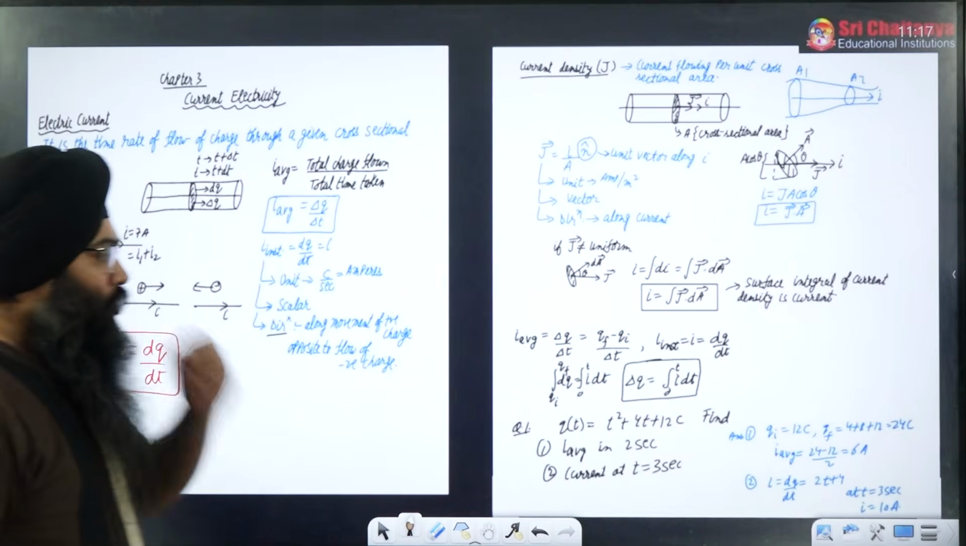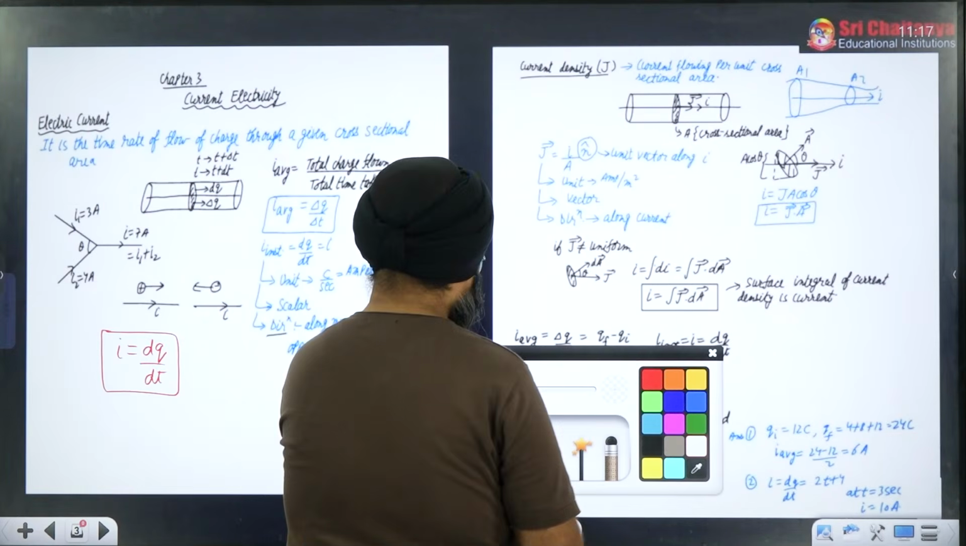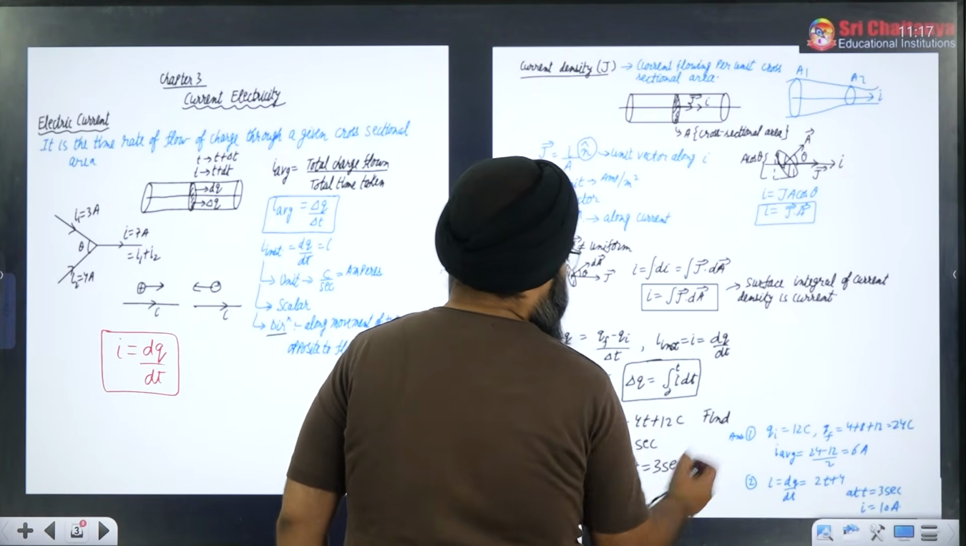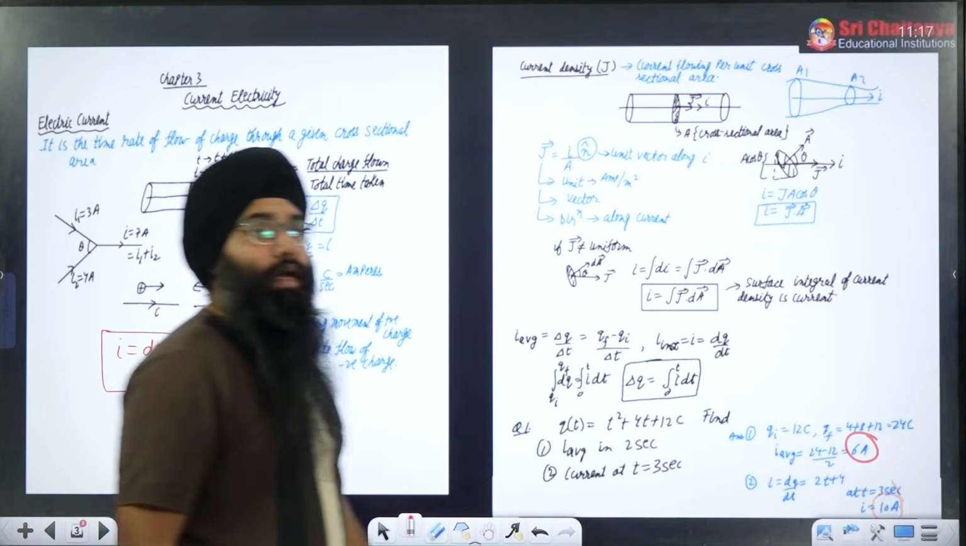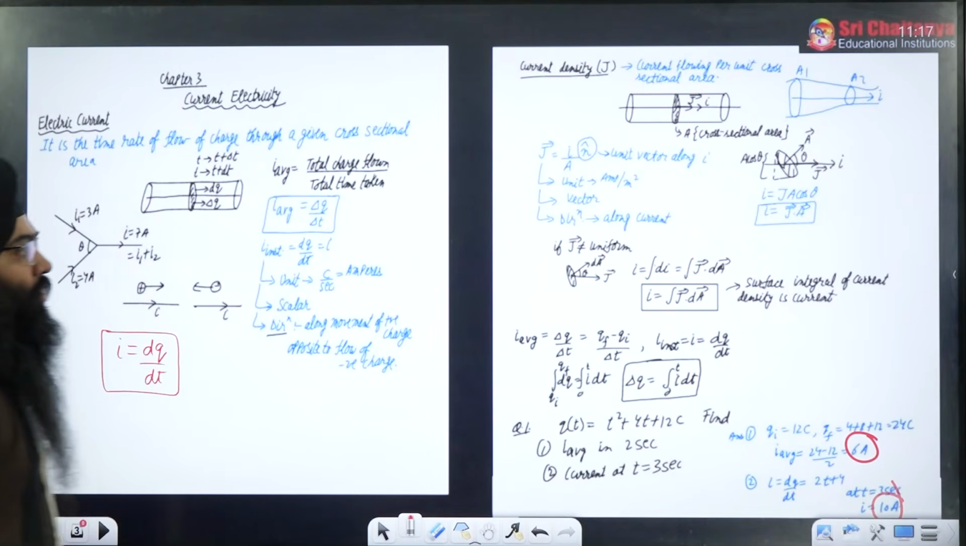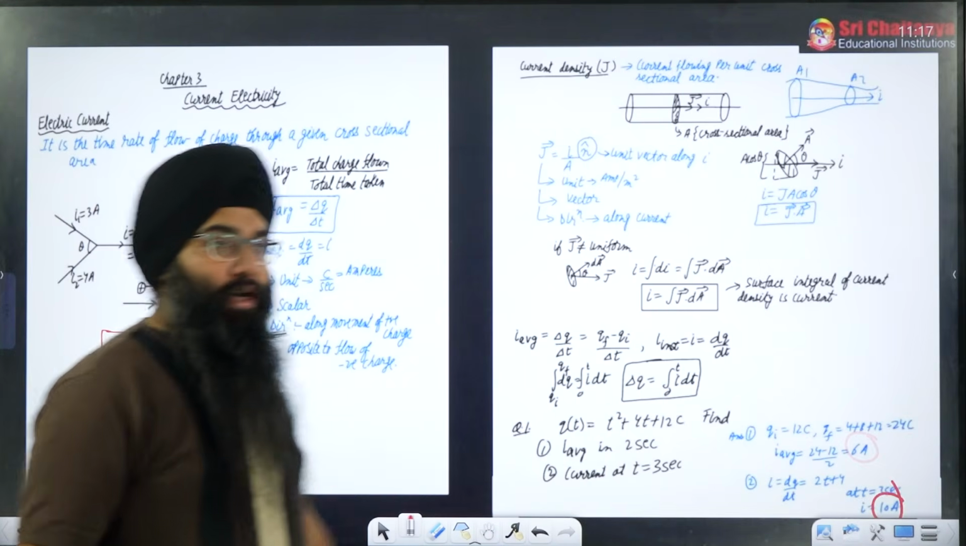So this is how you can calculate the instantaneous or average current. 6 ampere and 10 ampere are the correct answers. I hope it is visible to you. So this is basically the concept of current. Let's move forward.